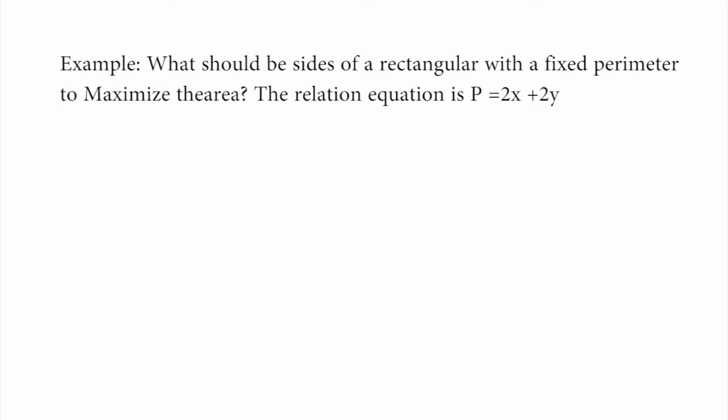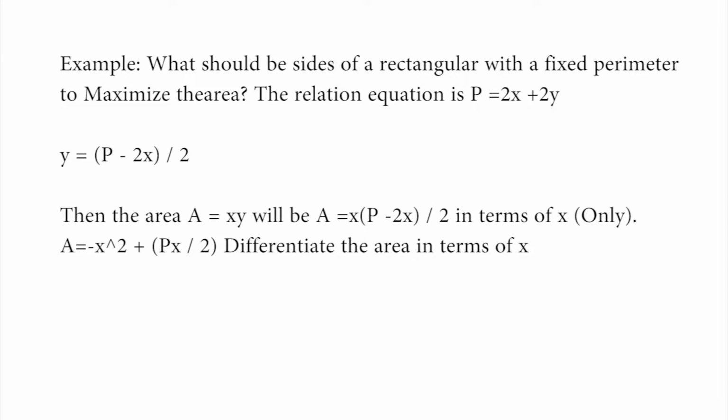With our equation, we put it in terms of one of our variables. Let's pick y. So after some algebra, we end up with y equals (p minus 2x) all over 2. Now, the question asks for the maximum area. So our other equation, also known as the optimization equation, is A equals x times y. What do we do next?